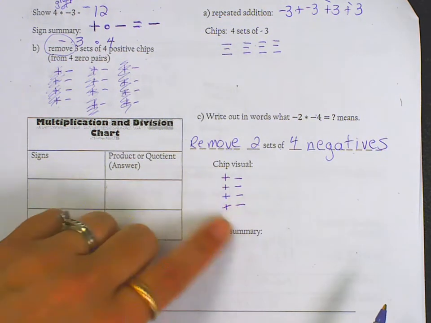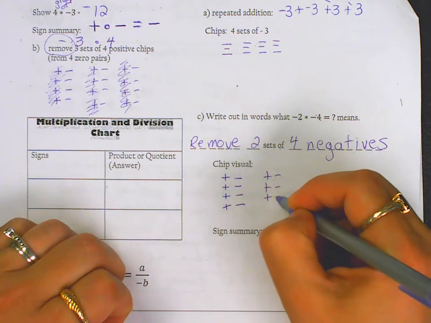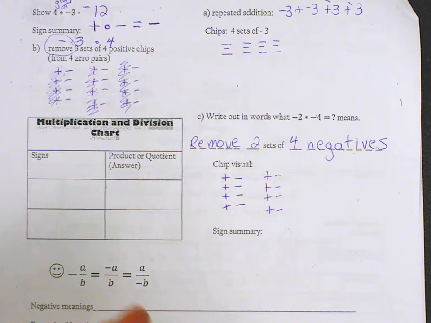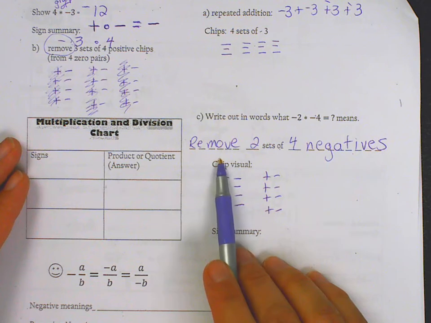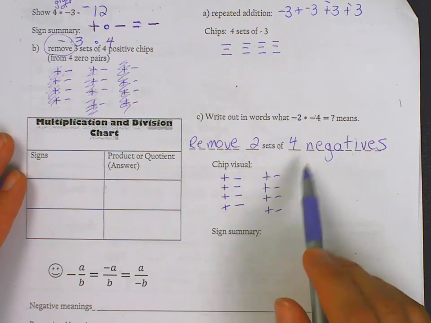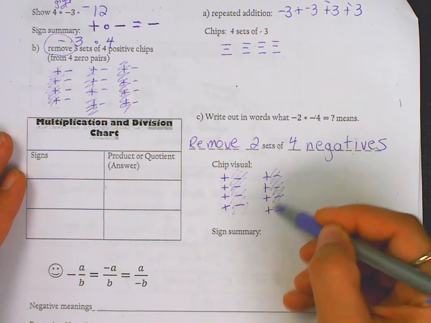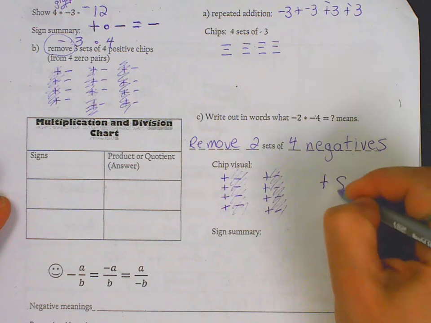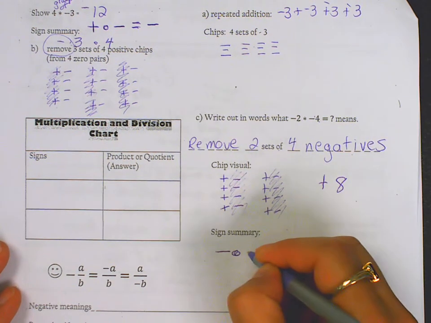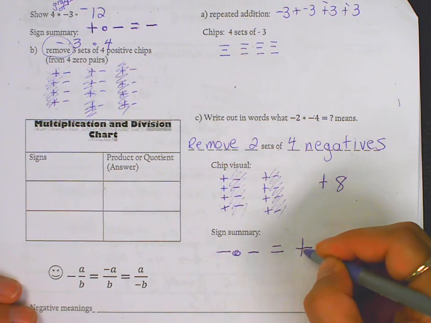But that's 1 set of 4. It says I'm supposed to remove 2. So I've got 2 sets, 2 columns of 0 pairs with 4 0 pairs each. And we're going to remove 2 sets of 4 negatives. There's 1 set of 4 negatives. There's the second. And the answer is a positive 8. And that is why when you have 2 negatives multiplied, it makes a positive.